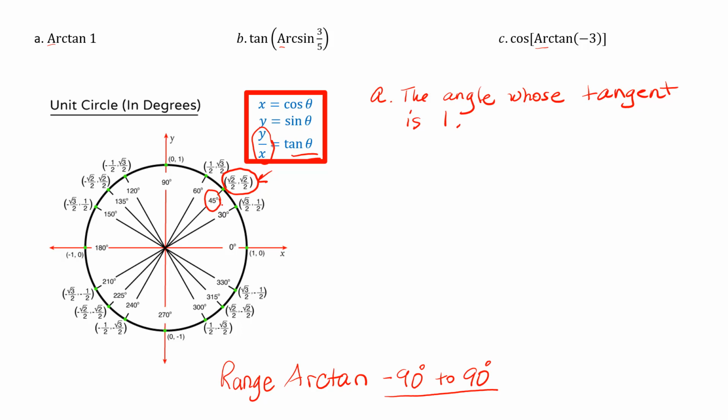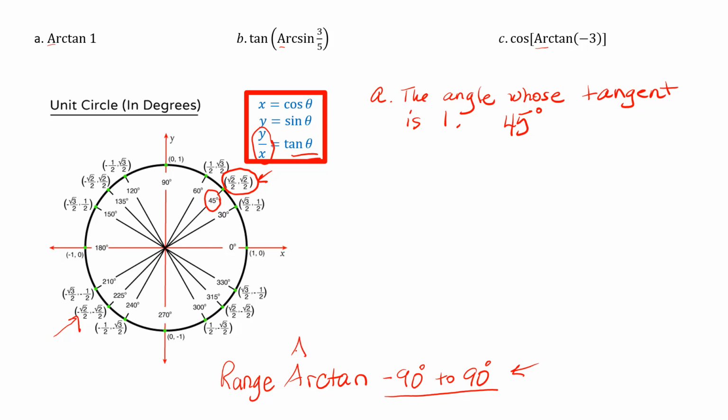Now there's another angle whose tangent is 1 over here, 225, because negative square root of 2 over 2 over negative square root of 2 over 2 is also 1. However, that is not in this range. 225 is not in that range. So our answer is going to be 45 degrees. All of these problems, we have to know the range for each capital A inverse function.